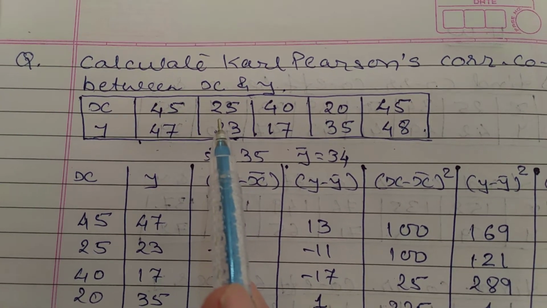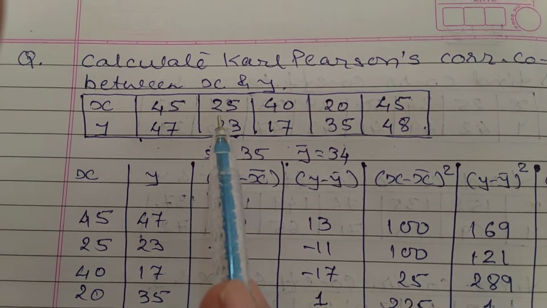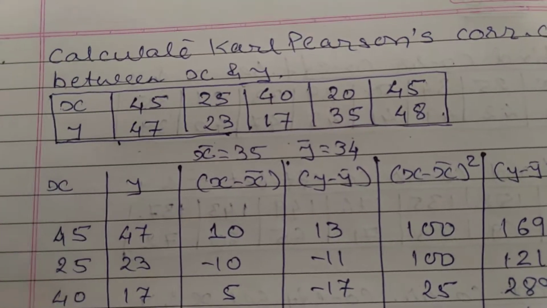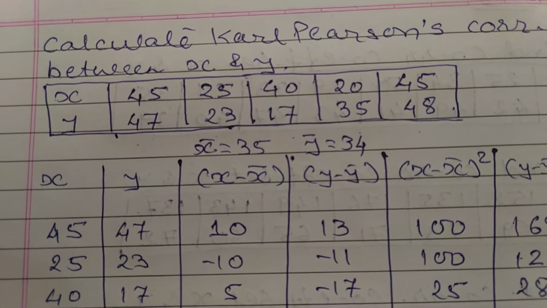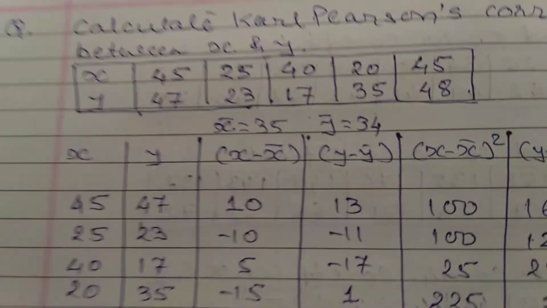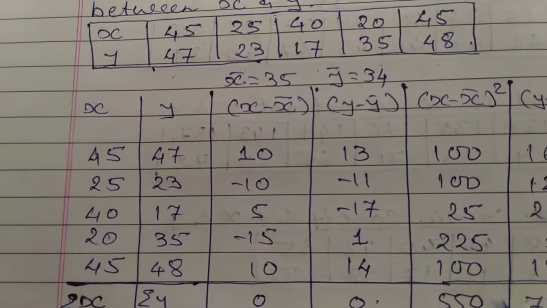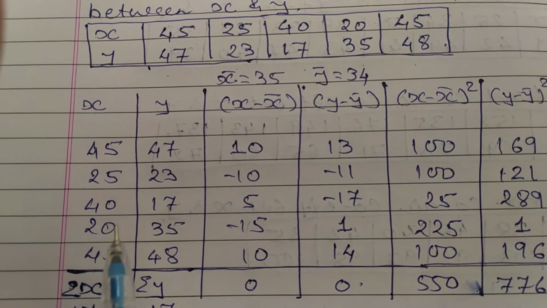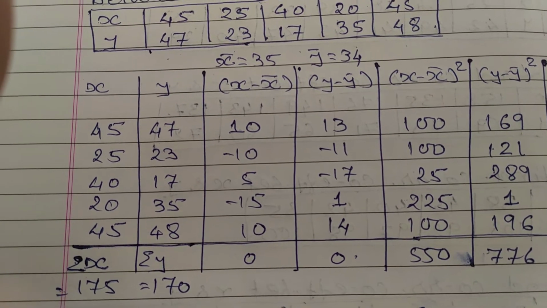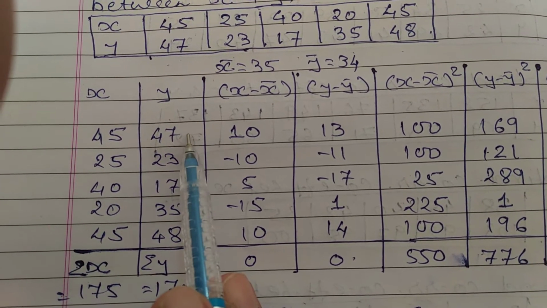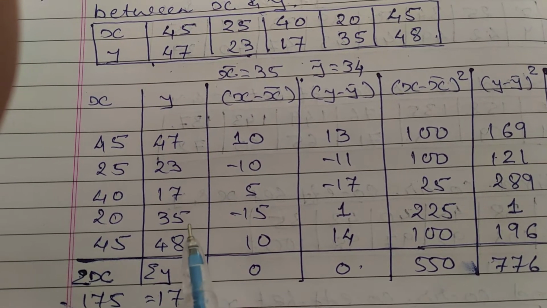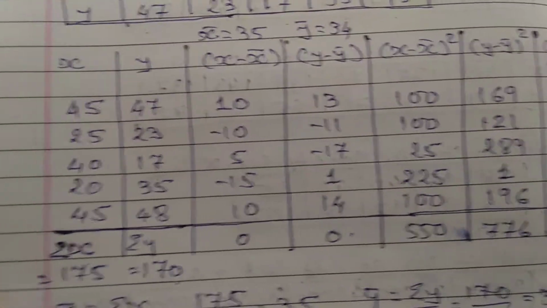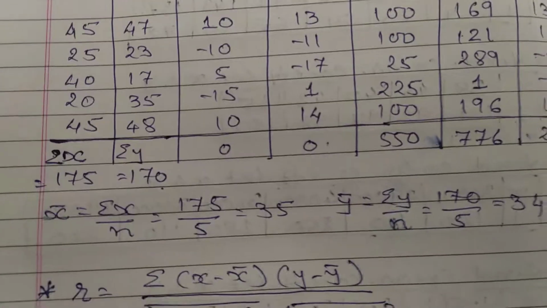If the values of x bar and y bar are perfect, then the formula we are going to use involves x minus x bar and y minus y bar. Let us check by calculating the sums. The values of x, that is 45, 25, 40, 20, 45, total to 175. The values of y, 47, 23, 17, 35, 48, total to 170.